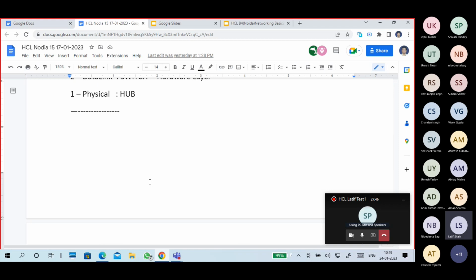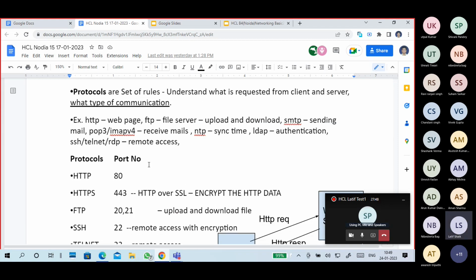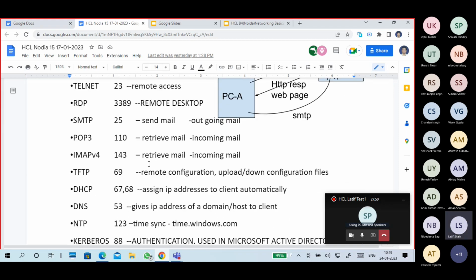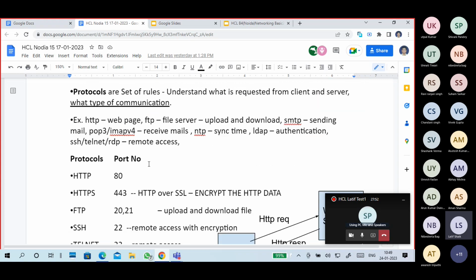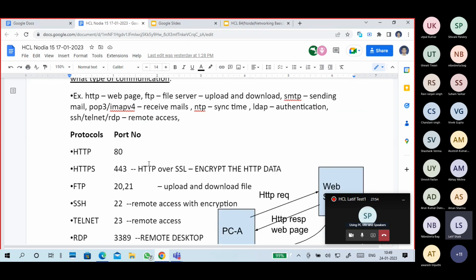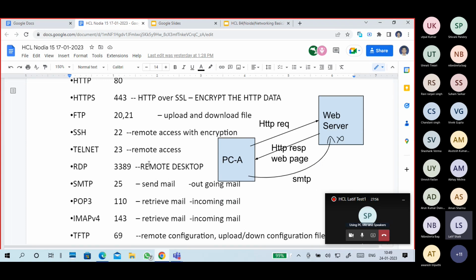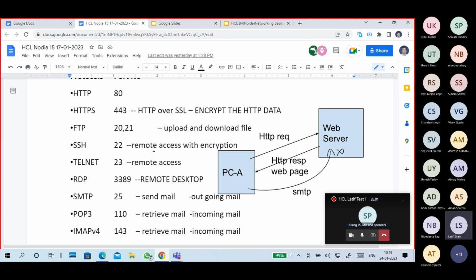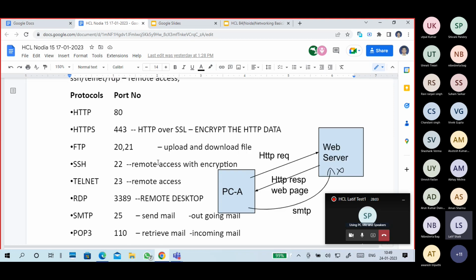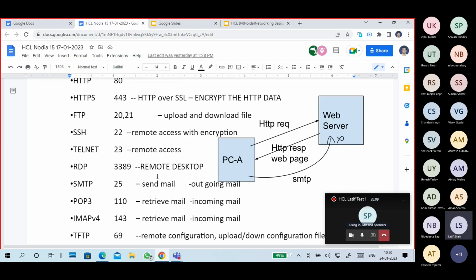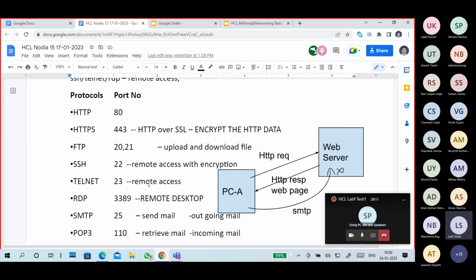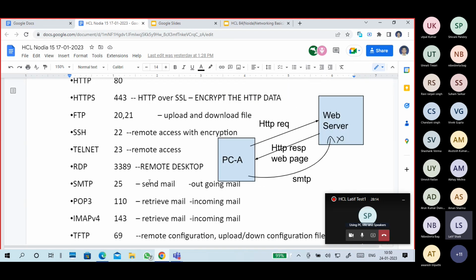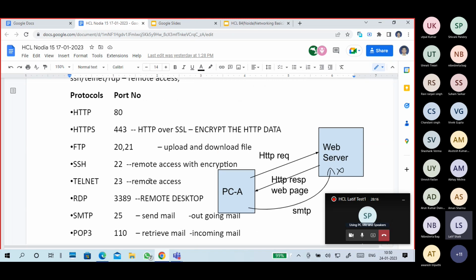And of course, there are several protocols. Some protocols were given in a list with their reserved port numbers. Protocols are used to know what type of communication, from client to server or server to client. So know at least those protocols that were given and their port numbers.